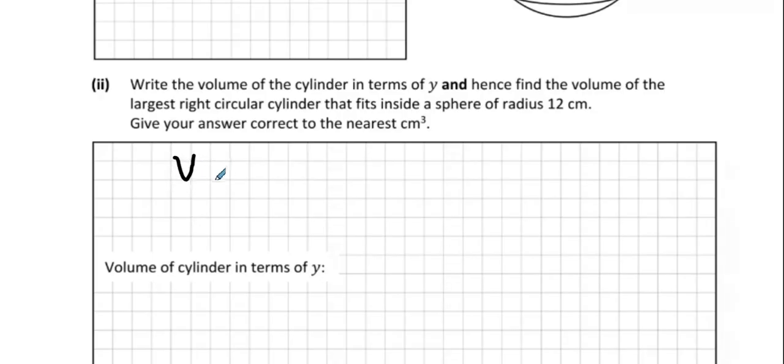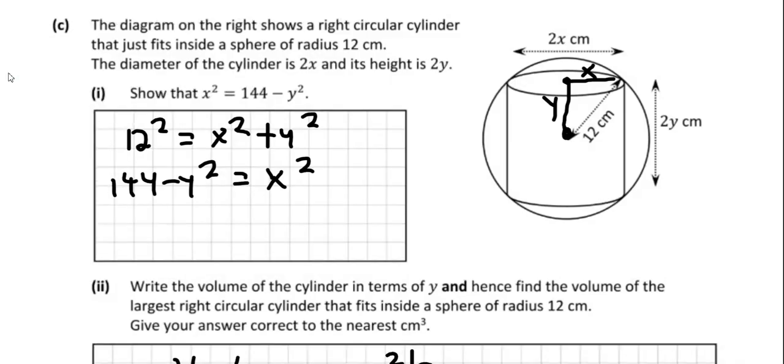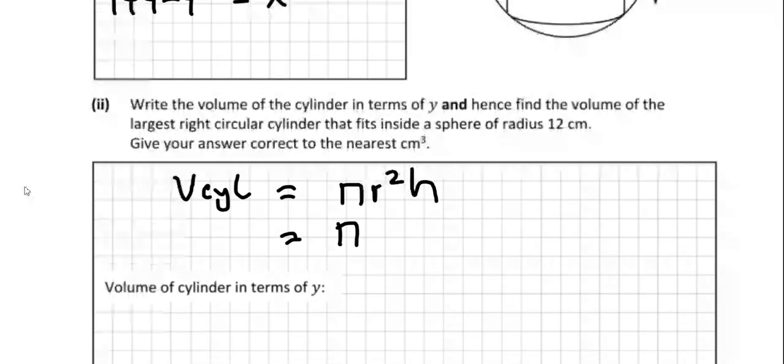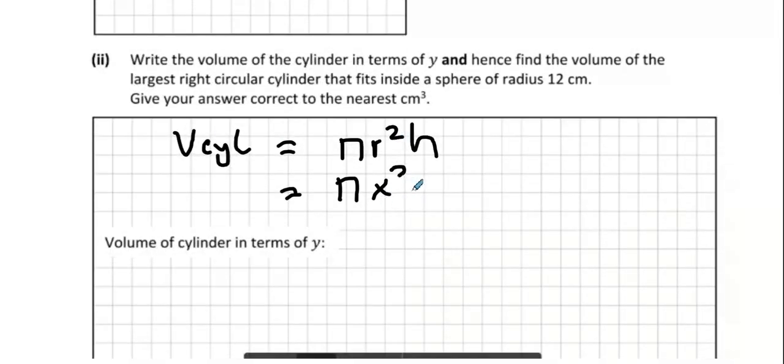So, volume of a cylinder is pi r squared h. Now, would you all agree the radius would be x? The radius is x. So pi x squared, and the height is what? Who got the height is 2y?